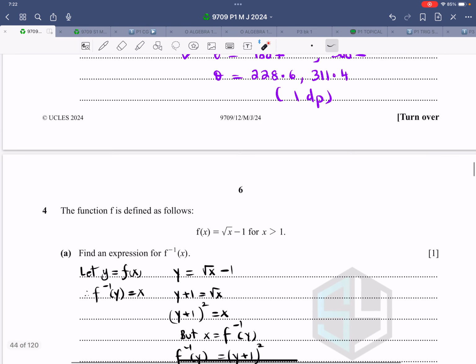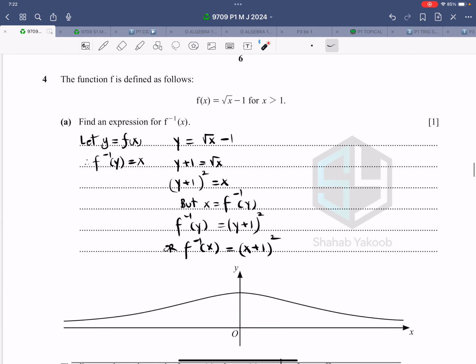Take care of that. Question number 4, another functions question. Now the question says f(x) is equal to root x minus 1, x is greater than 1. Find an expression for f inverse, that is the basic stuff. Let y equal f(x), f inverse y is equal to x. Make x the subject and replace x with f inverse y. We have a habit of writing everything in terms of x, so we write it in terms of x.